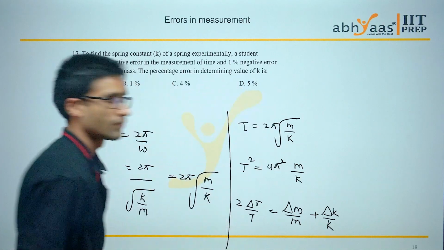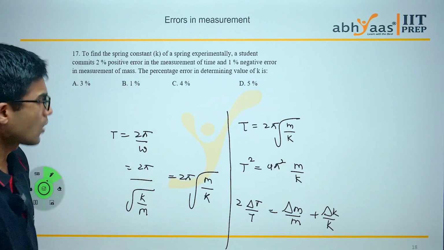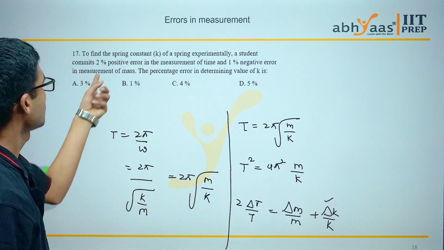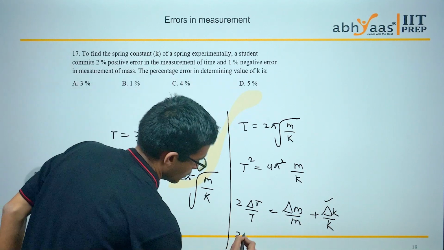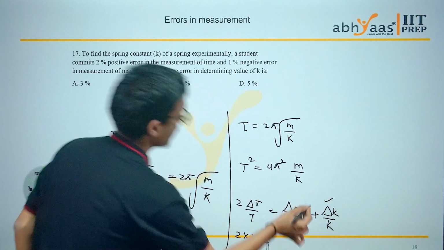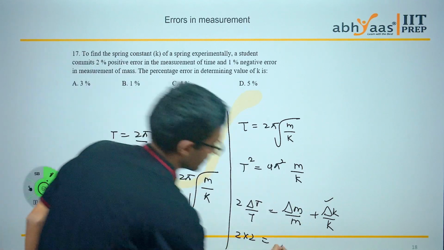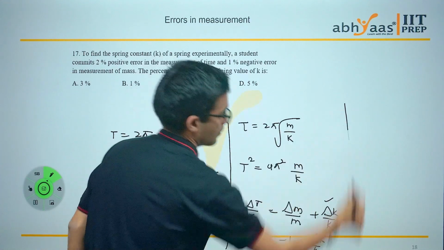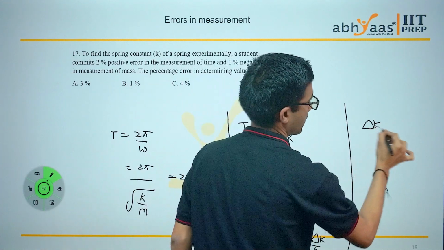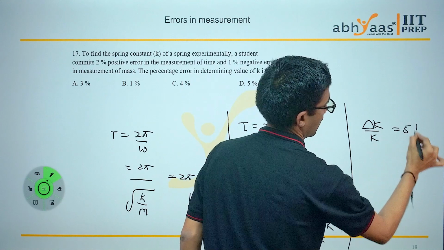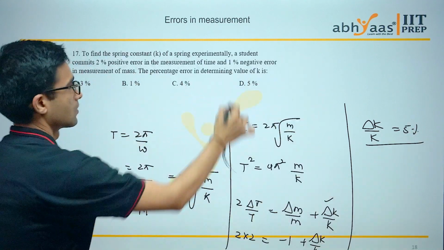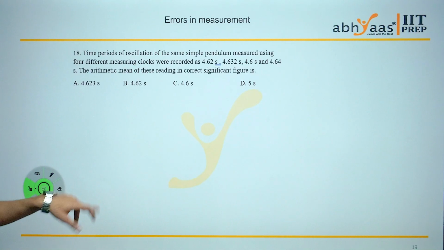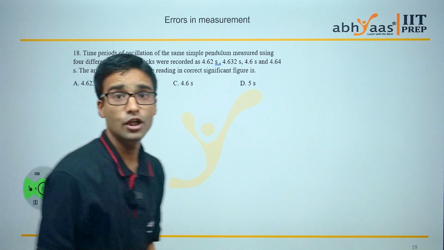This is a division, errors in division. What is given? What you have to find? Delta k. Delta T by T is given 2% positive, so 2 into 2 positive, whereas delta m by m is 1% negative, plus delta k by k. So finally we are getting delta k by k is 5%. Okay, option D.